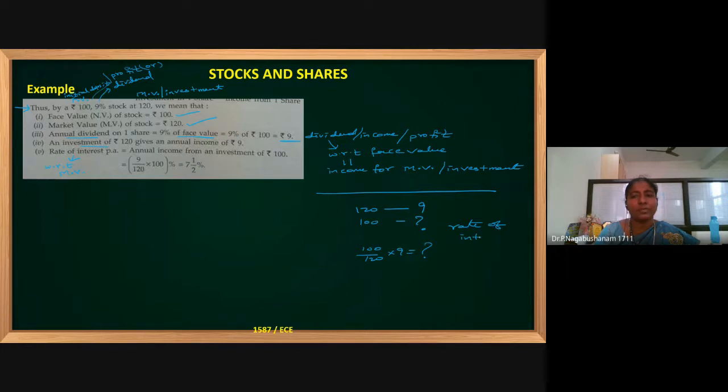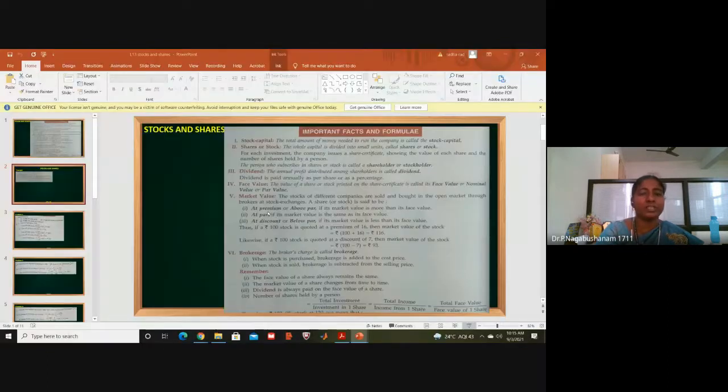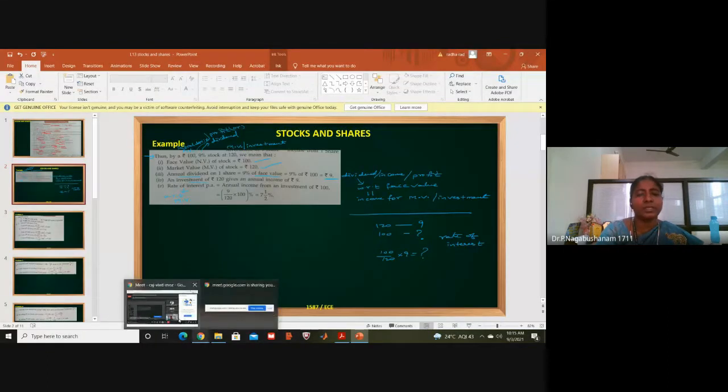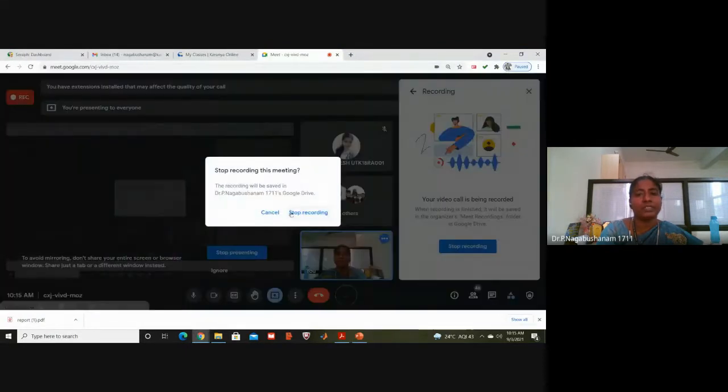For 120 rupees, we have 9 rupees of income. Now, what is the annual income in percentage, meaning with respect to 100? We have to analyze the percentage value of income. These are the basic things.